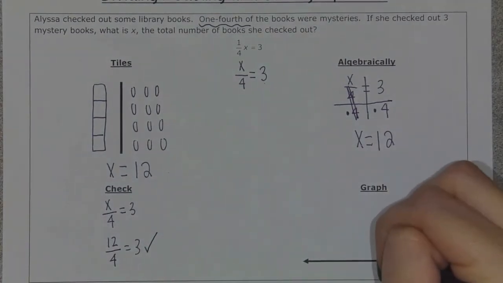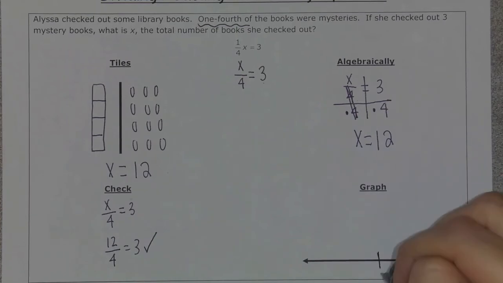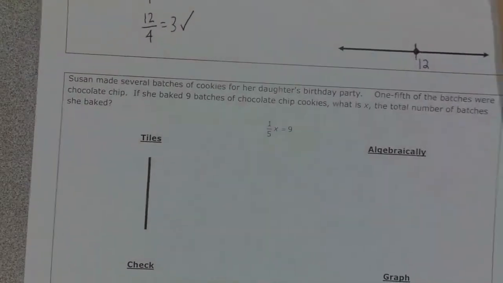Last but not least, on my graph, I'm going to put one single line here. I'm going to call it 12, and I'm going to put a dot on it. All right, let's look at our next one.